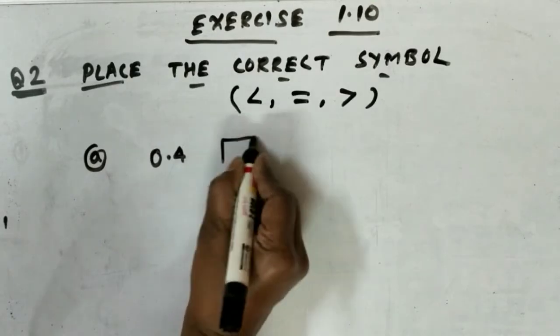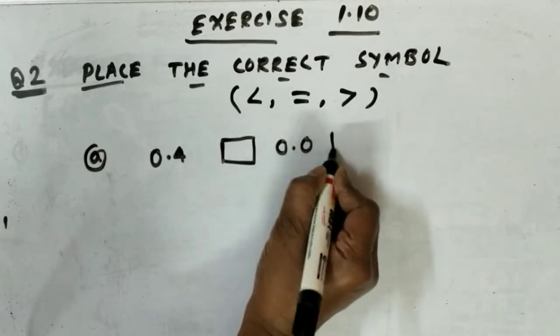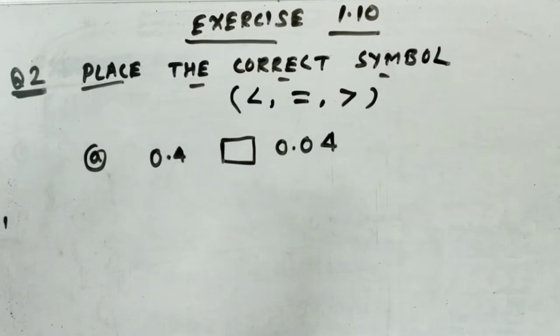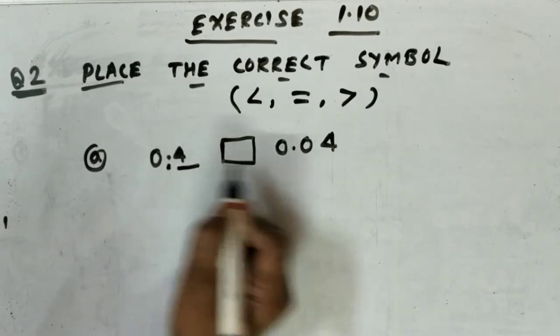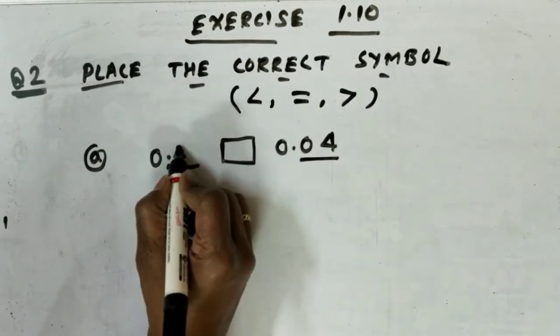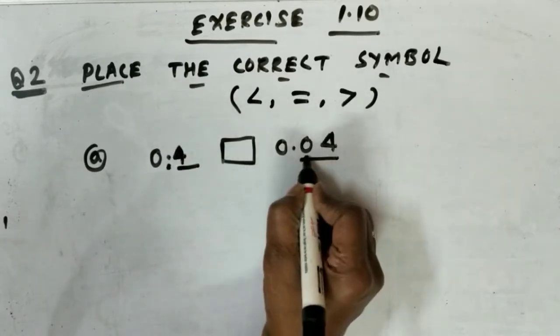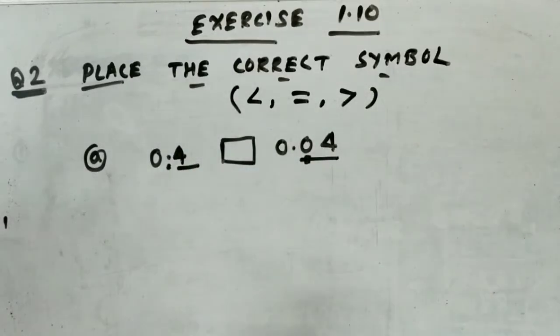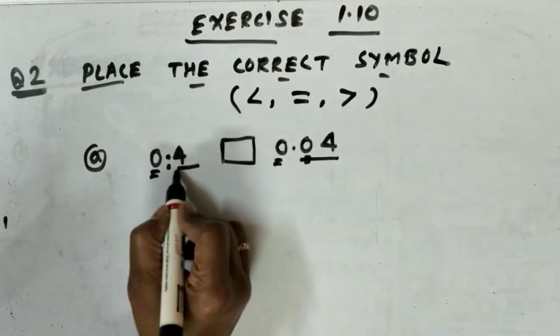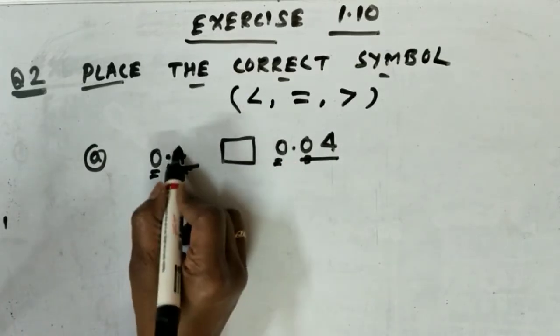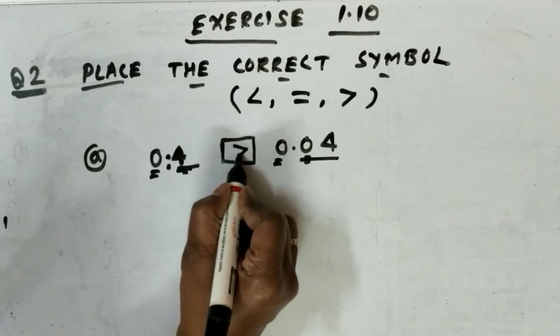0.4 and 0.04. Now children, here the number of digits in front of the decimal point doesn't matter. We have to see the digit in the tenth place only. The number whose digit in the tenth place is greater is the greater number. Because before the decimal point the digits are equal, we look after the decimal point at the tenth place. Here 4 is greater, that's why this number is greater.